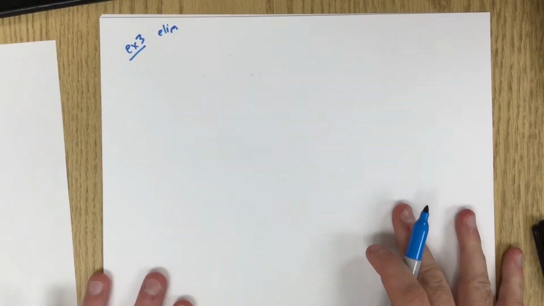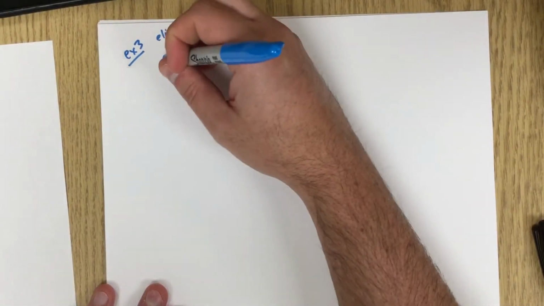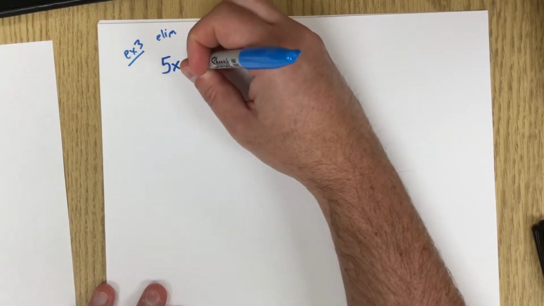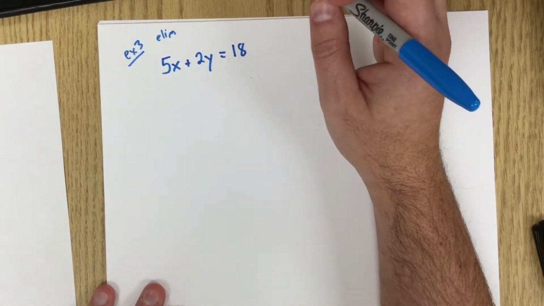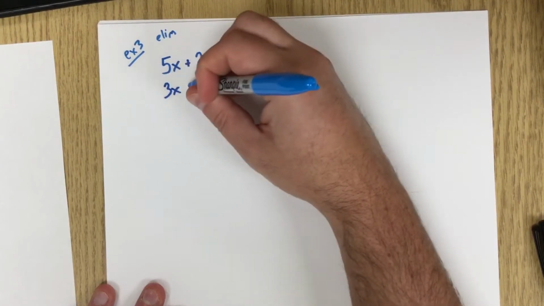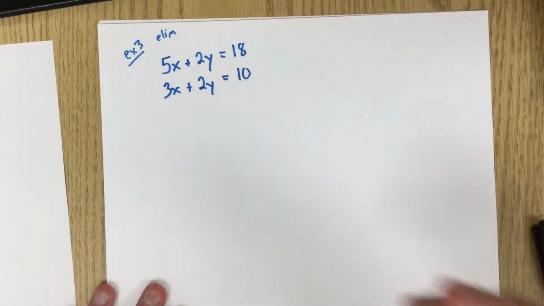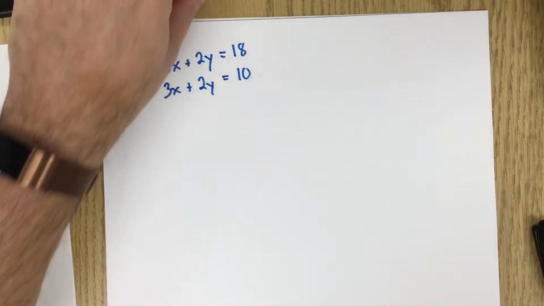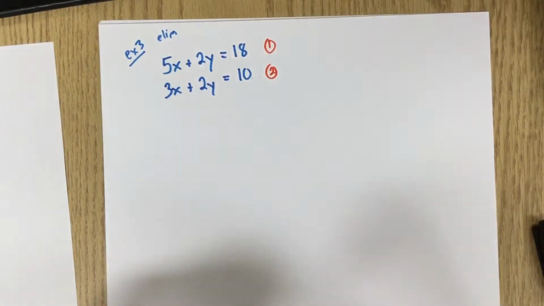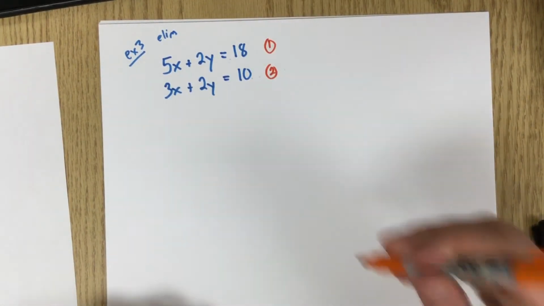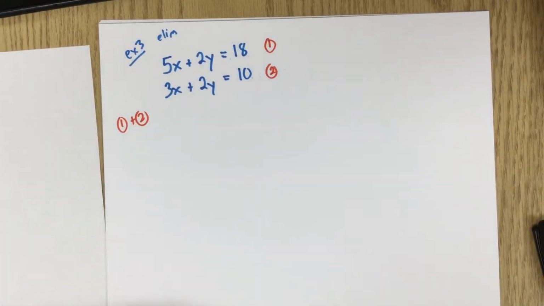So we have the next one, elimination, example 3 actually. So this one's going to be 5x plus 2y equals 18, and 3x plus 2y equals 10. Now if we add these together, if we go 1 plus 2, it's actually not going to work.